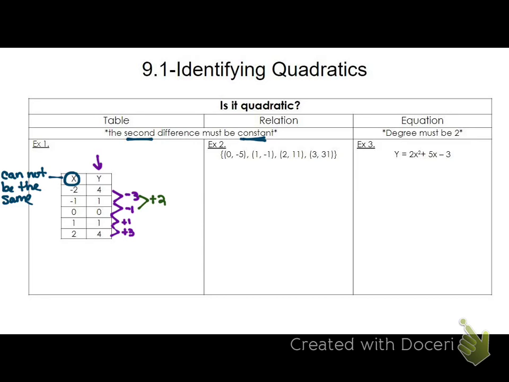Okay, how about from -1 to +1? How do I go from -1 to +1? Plus 2. And then from 1 to 3. Plus 2. Okay, so +2, +2, +2. Those are what? Positives. Constant. They're the same. So because they're the same, it's our second difference. It is a quadratic function. So, example 1, it's yes.